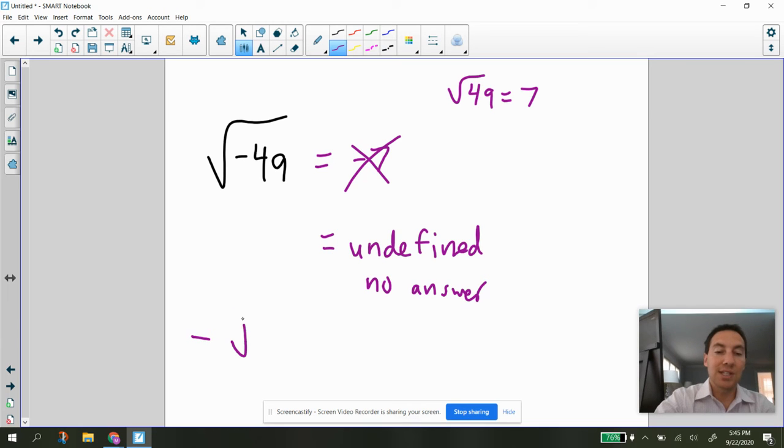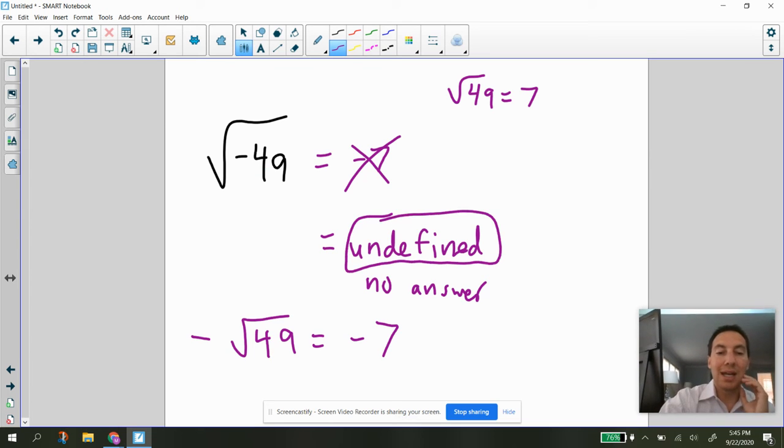Now, if the square root were on the outside, then it's like the last page. You would do square root of 49, which is 7, and then just plop the negative on the outside. So negative on the inside, the answer is undefined. Negative on the outside, that's how you're going to get an answer of -7.